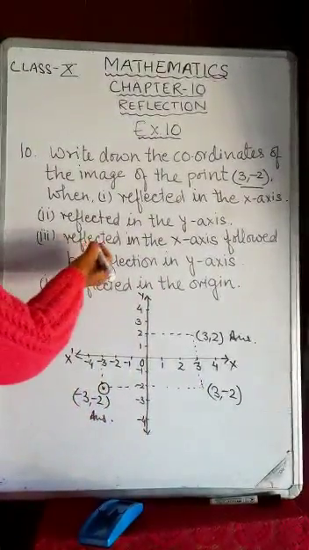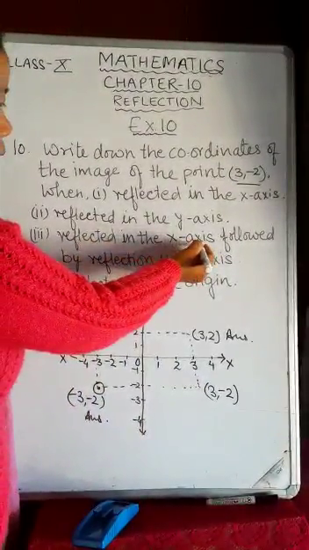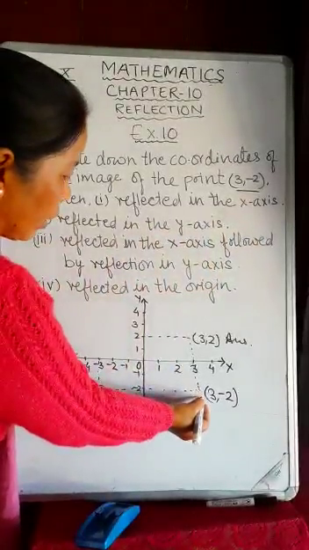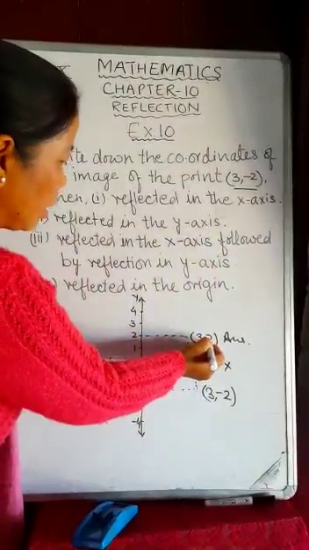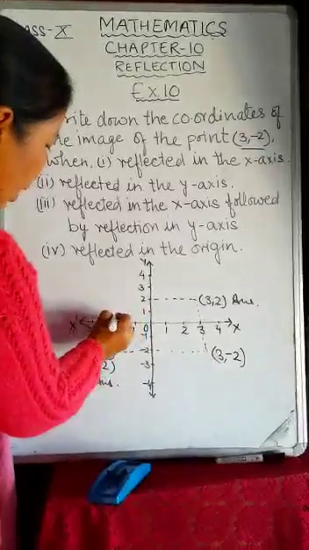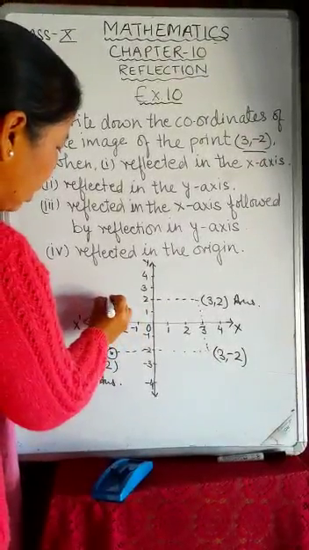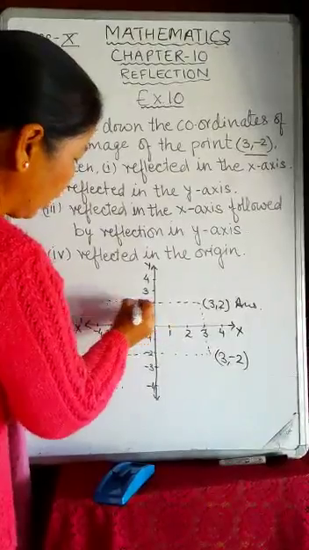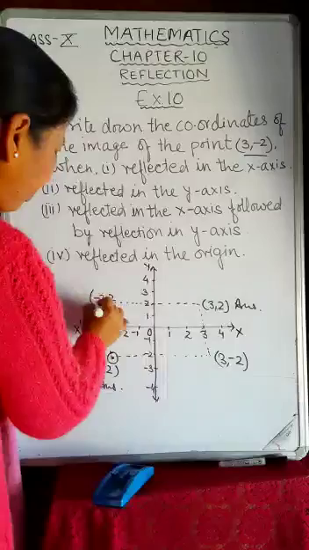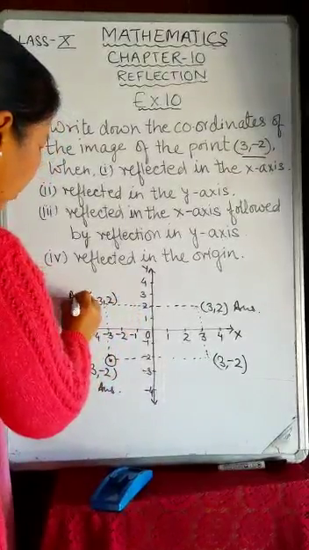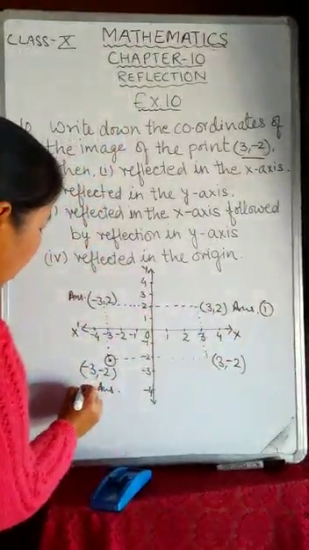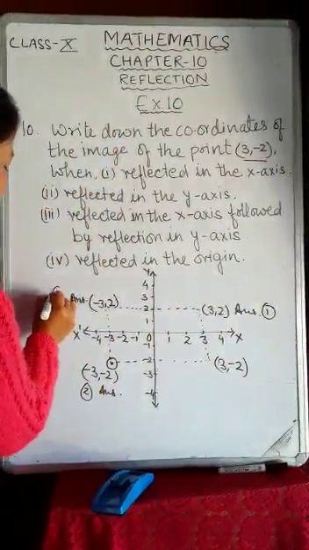Now the third part, reflected in the x-axis followed by reflection in the y-axis. Now the point reflected on the x-axis is this. When this is reflected on the y-axis, the point will come in the second quadrant, and in the second quadrant the value of abscissa is minus and the ordinate is plus. So the point will be minus 3 and 2. This is the answer for the third part of the question. This is the answer of the first part, this is the second one and this is the third one.